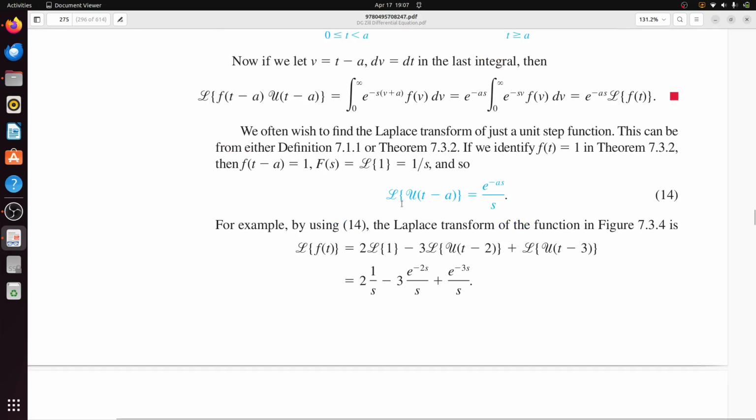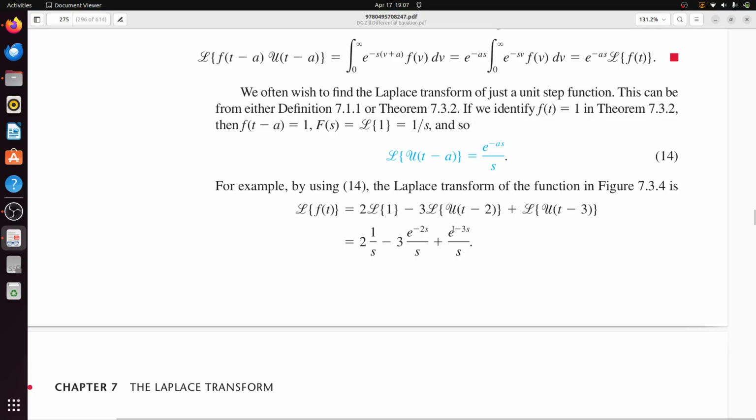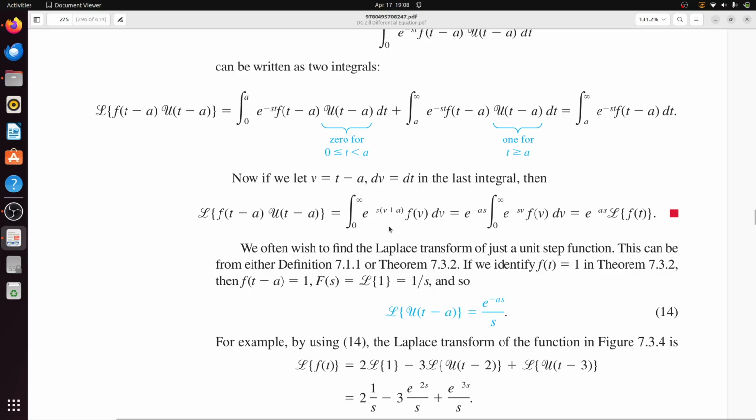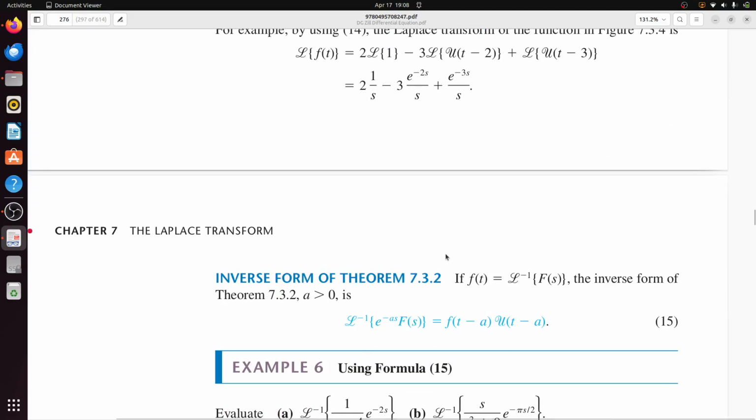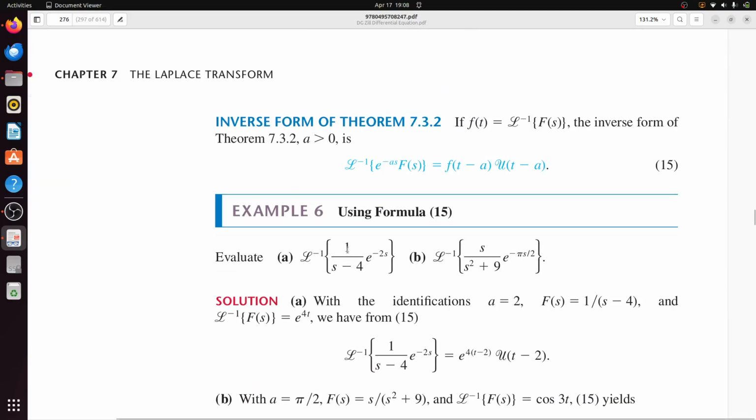Okay, so also the Laplace transformation of u(t minus a) is e to the power minus as into a divided by s. So the Laplace transformation of 1 is 1 by s, the Laplace transformation of u(t minus 2) is e to the power minus 2s by s, and it is e to the power minus 3s by s. So here it is 1 by s minus 4 into e to the power minus 2s.